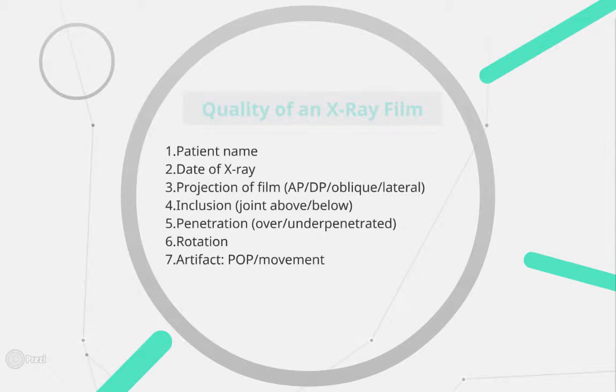Firstly, assess quality of the X-ray. The most important part of being able to correctly diagnose a foot and ankle fracture is being able to interpret the X-ray. Like all X-rays, you must first consider the quality of the X-ray. This includes 1, checking that this is the correct patient, checking the date that it was taken, asking what type of projection it is, making sure that the appropriate anatomy is included, looking if it is under or over penetrated, checking for rotation, and lastly, if there's any artifact that should not be there.